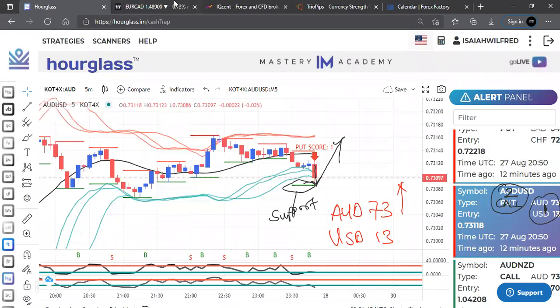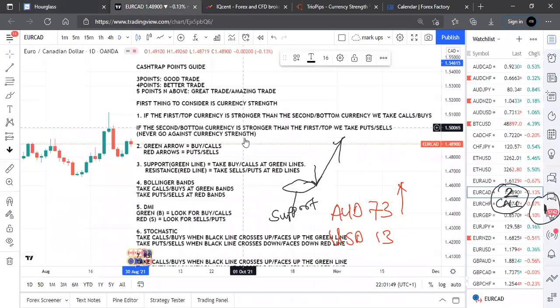So if I come back here, look at what we have here. The first point, the top currency is stronger than the bottom. We take buys. Now, we get green arrows, or Cashtrap tells us to do calls. That's our second point. Now, third point for buy, the market must come to a green line. From the green line, that is where we are taking our buy. It's so simple.